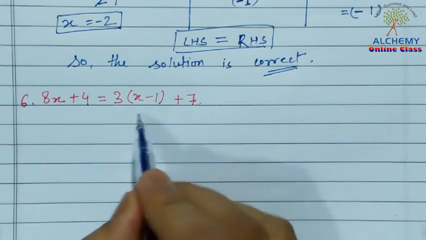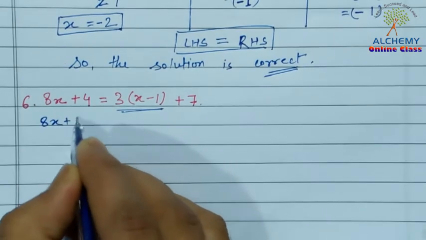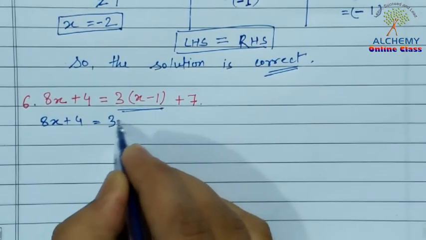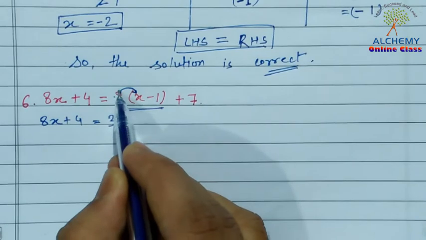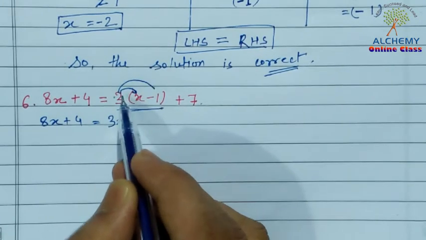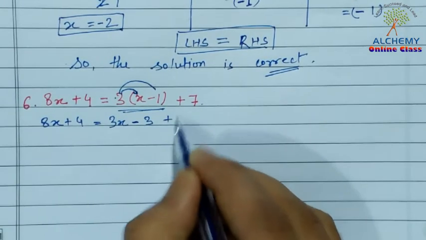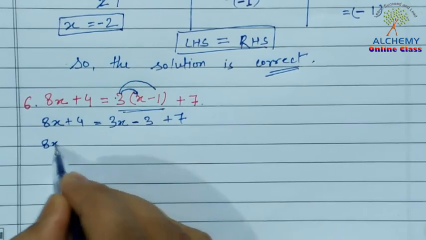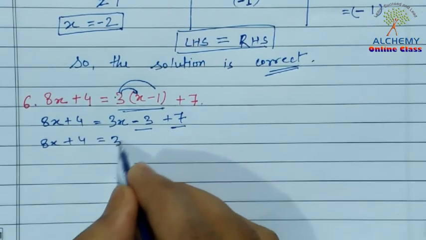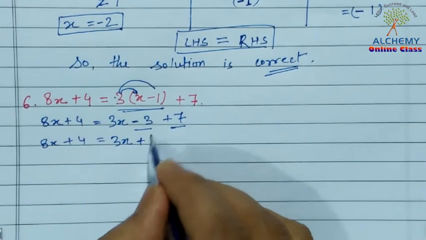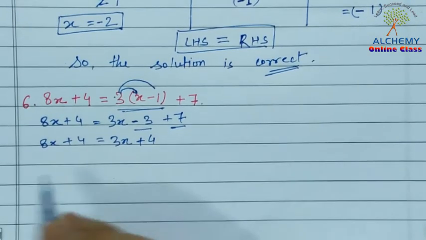So first of all we have to solve this bracket. Okay, so we can write 8x plus 4 is equal to 3x and it will be multiplied, x will be multiplied by 3 and minus 1 is also multiplied by 3. So we get here 3x minus 3 plus 7. 8x plus 4 minus 3 plus 7. So we get here plus 4. Minus 3 will be subtracted from 7. So we get here plus 4.